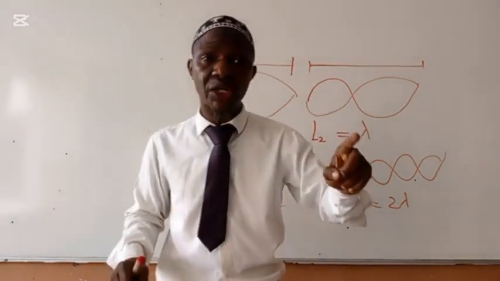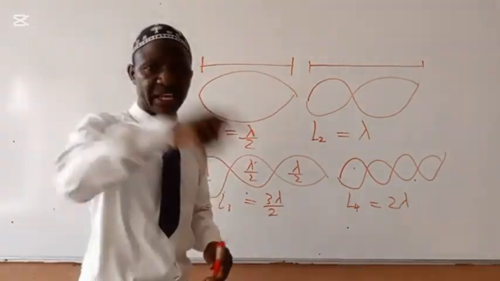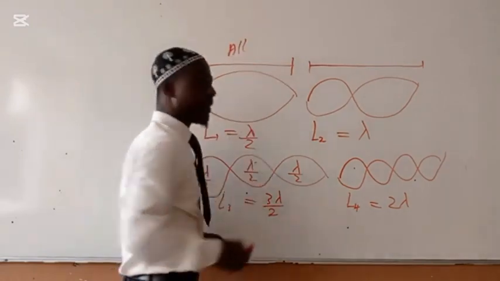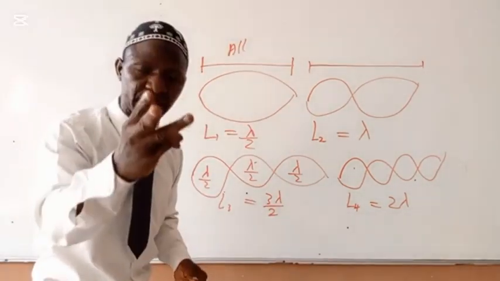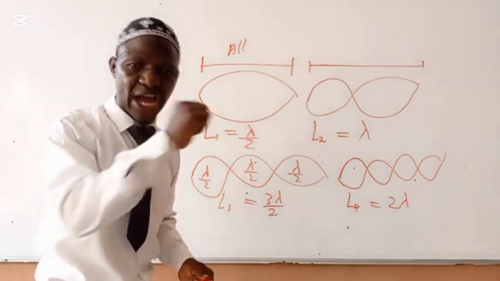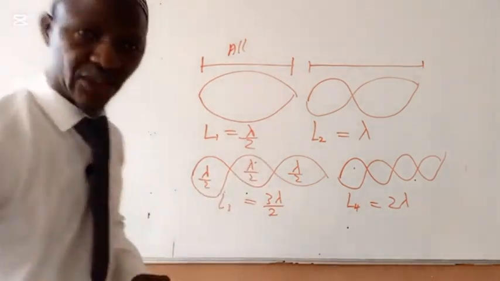And they are also present in what? Open pipe as well. So when we get there, you see all harmonics are present. We have 1, 2, 3, 4, 5. In closed pipe, it's not like that. Let's go there and see.